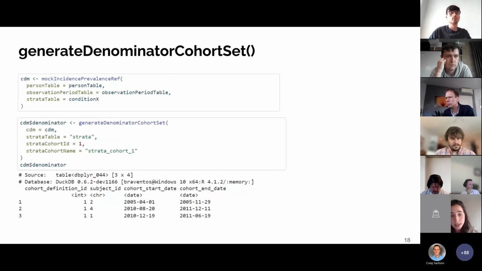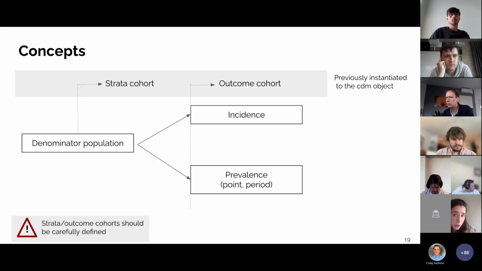We can also, as I said before, restrict our denominator population to people who have a certain characteristic. In order to do that, we have to create a cohort with the individuals that we want to subset, then instantiate this table into the server and create a table in the CDM reference. Then when we run this function, we have to specify the strata table we're going to use for our analysis.